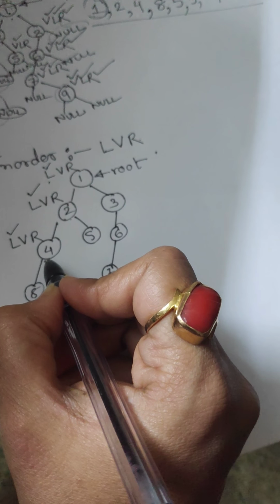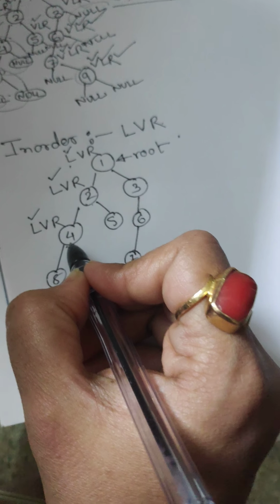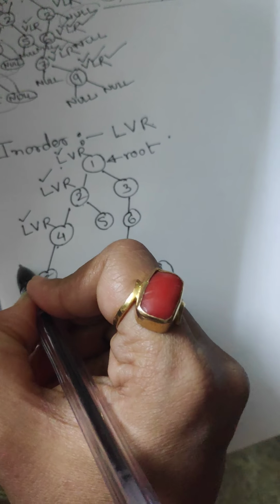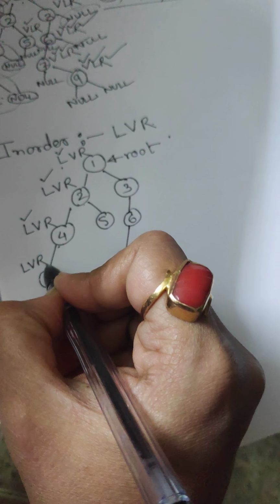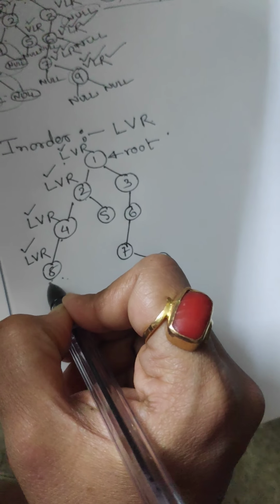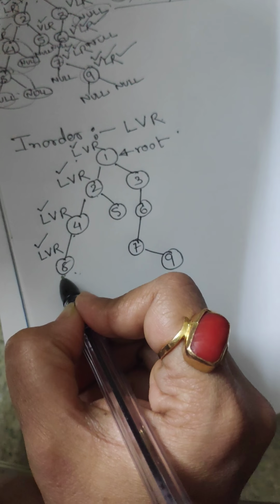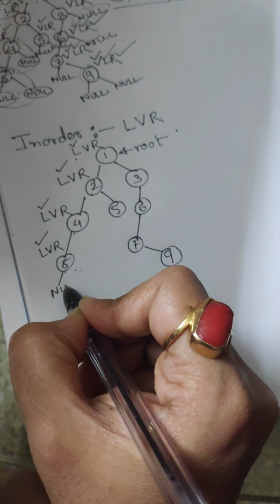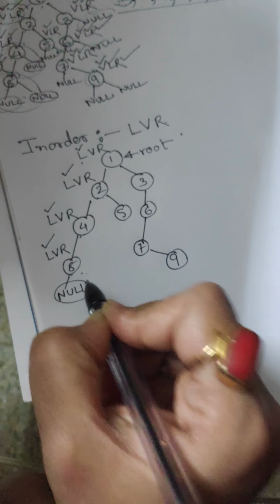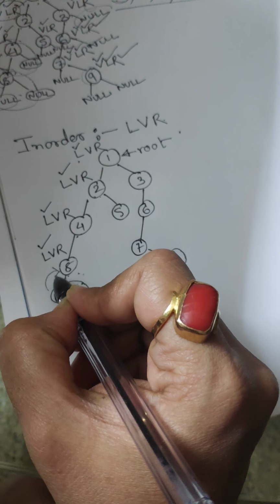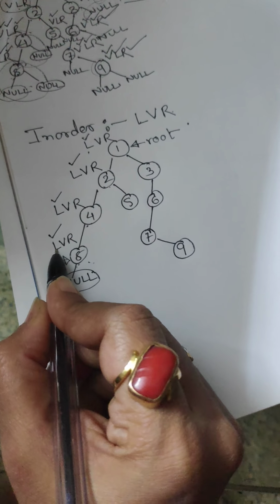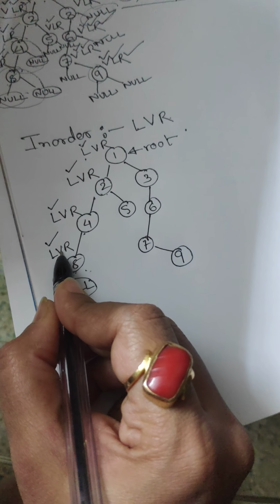L means left child of 4. That is 8 over here. So again you apply LVR on 8. L, left child of 8. Now when you come to the left child of 8, that is null. So we go back to 8, and since we are done with the left child of 8, we visit 8.